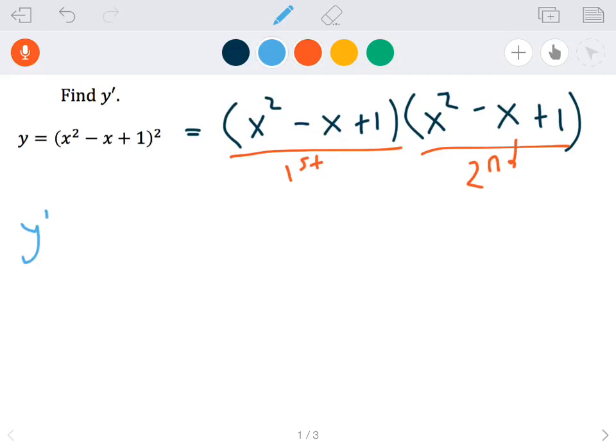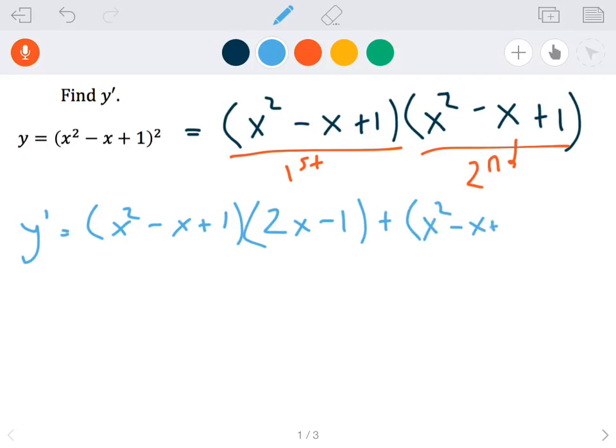So y prime is equal to the first times the derivative of the second plus the second times the derivative of the first. And now we're done with the calculus, and we can just simplify this a little bit.